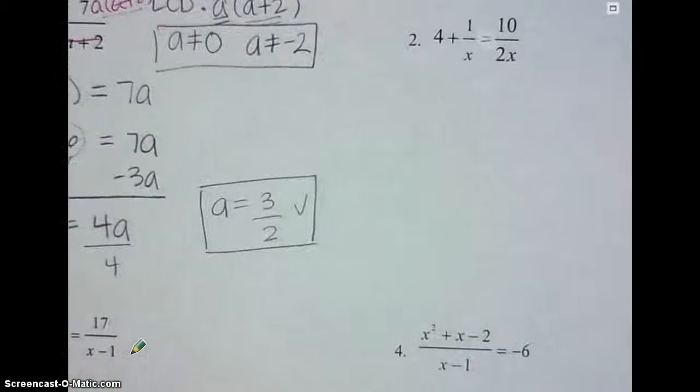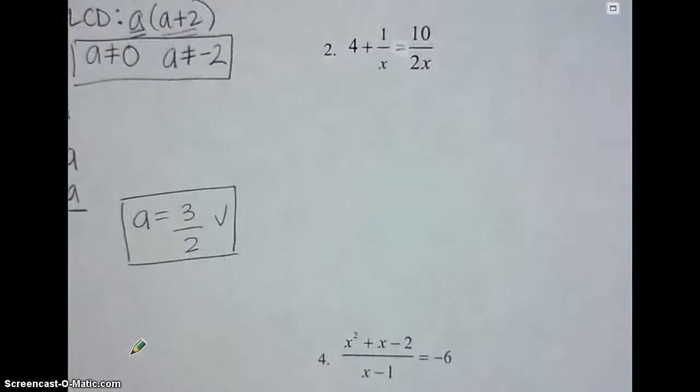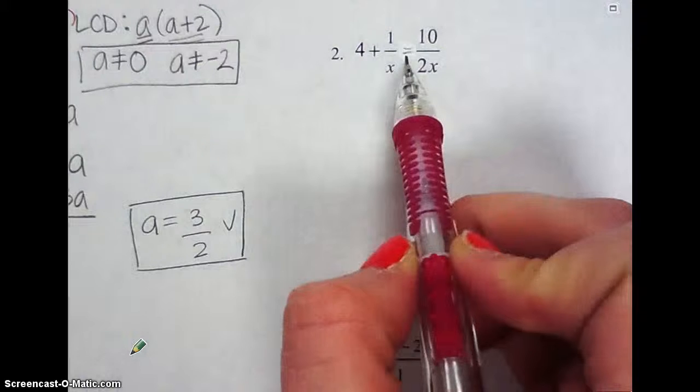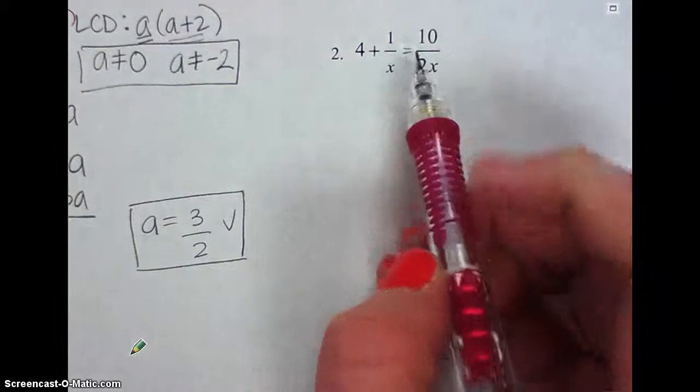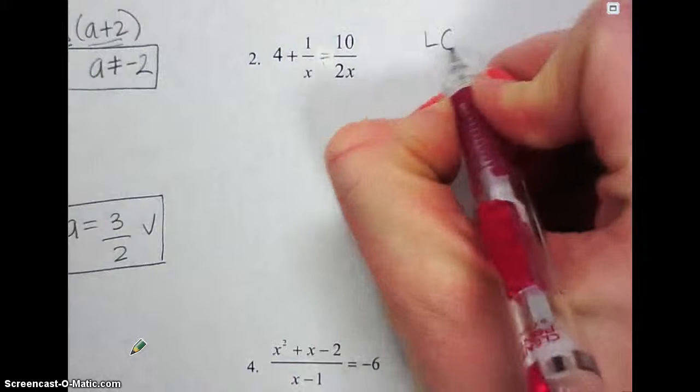Okay, number 2. Make sure that you all have an equal sign right here. I know some of the copies we made came out as plus, so make sure you have an equal sign here. So let's start with the LCD.